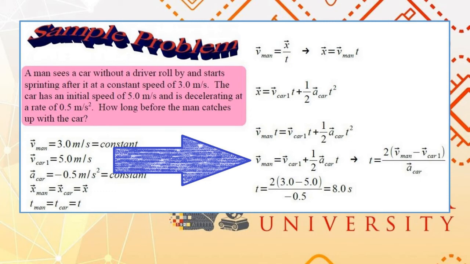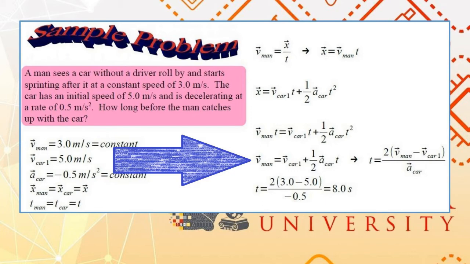Next, we look at the motion of the car. As mentioned before, the car has constant acceleration. The car is undergoing uniform acceleration. So for the analysis of the motion of the car, we have four equations to choose from. First, we look at the equation for the position, for displacement. x is equal to v naught t plus 1/2 a t squared. For the car, that's x is equal to v car 1 t plus 1/2 a car t squared.